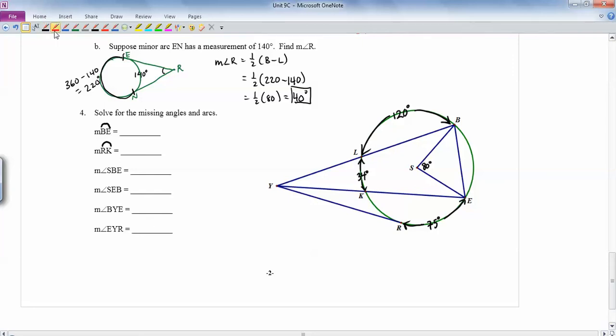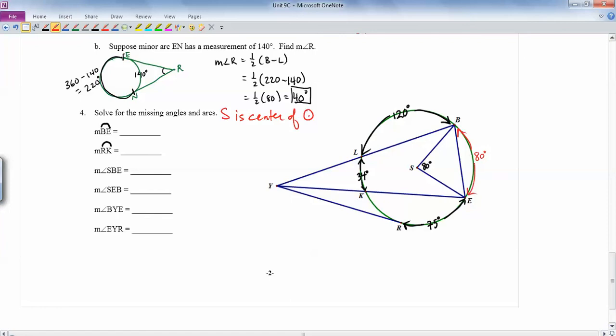So in this one, let's see. We've got a few arcs, almost all the arcs, but not quite. We do have this central angle here of 80. So if that central angle here is 80, then this arc is going to be 80 degrees also, because central angles and their arcs are the same. By the way, I forgot to mention it. S is the center of the circle. Okay, so this arc is 80.